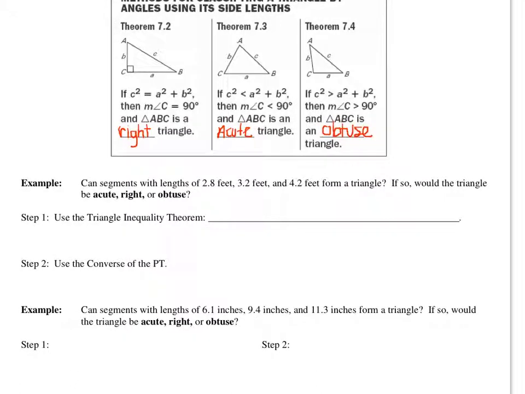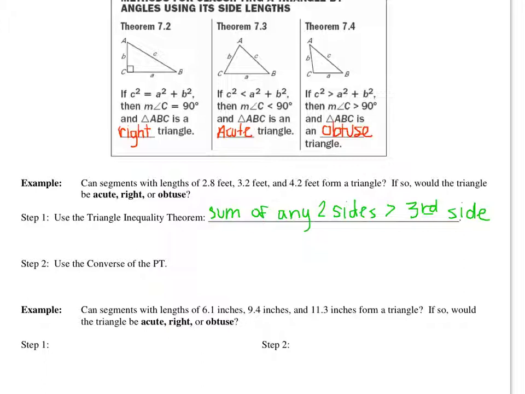It says, can segments with lengths of 2.8 feet, 3.2 feet, and 4.2 feet form a triangle, first of all? And if so, would the triangle be acute, right, or obtuse? Okay, so we're going to use the triangle inequality theorem, and this tells us the sum of any two sides of a triangle is greater than the third side. So if you add any two sides, it must always be bigger than the third side.